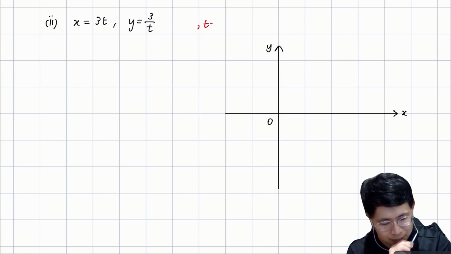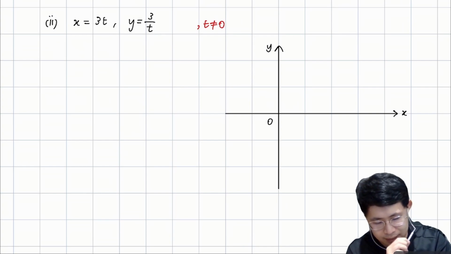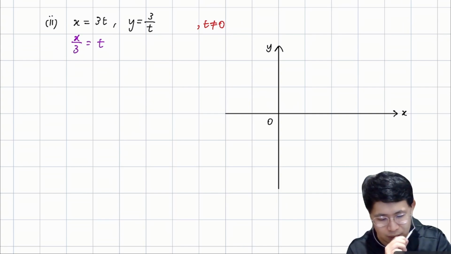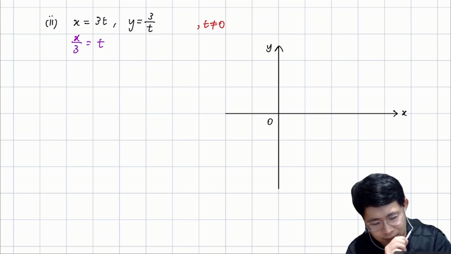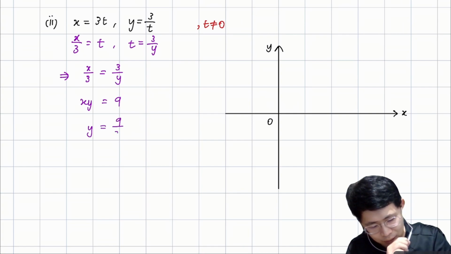Now, at the same time, let's try to find out what the original equation is by making t the subject. On the left-hand side I have t equals x over 3. Here I will have t equals 3 over y. So equation 1 equals equation 2, so x over 3 would be equal to 3 over y. Multiply, and I will have xy equals 9, or y equals 9 over x.